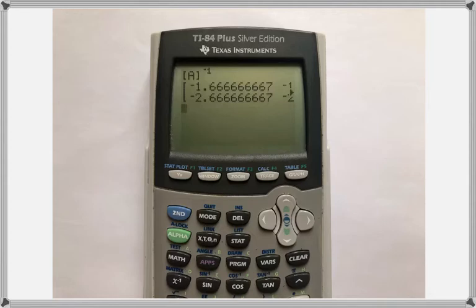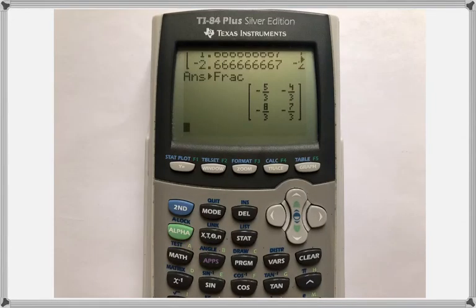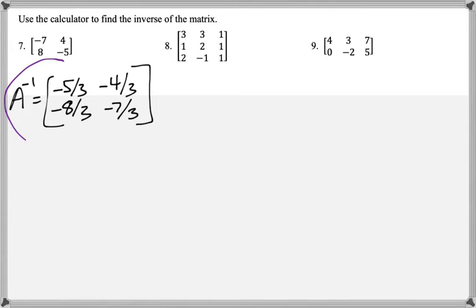However, I do want to convert it to a fraction. So if you go to the math menu and type convert to fraction and then press enter, this will be our inverse matrix. So I've copied down our answer onto the slide here.